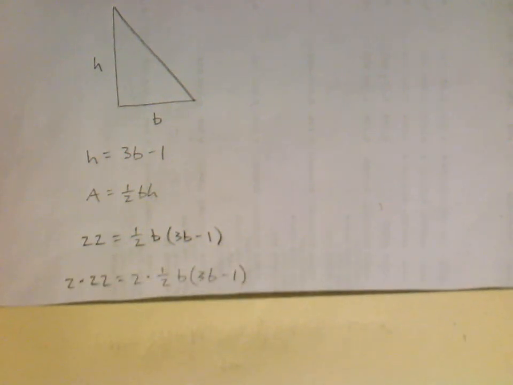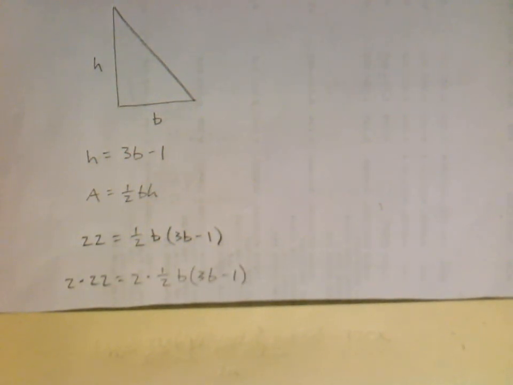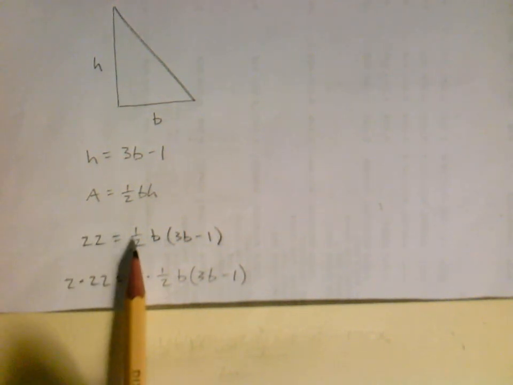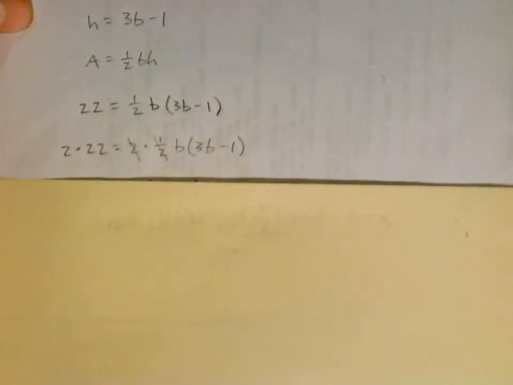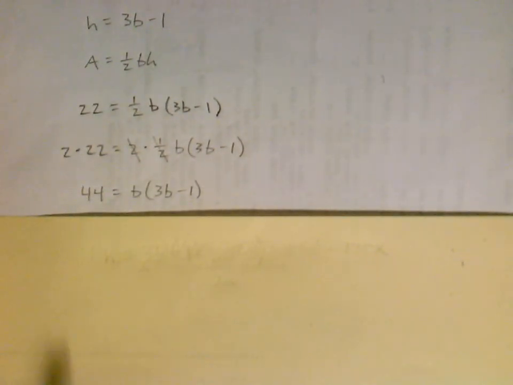Instead, multiply both sides by 2. We're almost like multiplying that 2 over here. Well, if I multiply 1/2 by 2, those are going to cancel out. 1/2 times 2 is 1. And so I would much rather think about this: 44 equals b times 3b minus 1. Get rid of that 1/2. Essentially multiply it over to the left side.